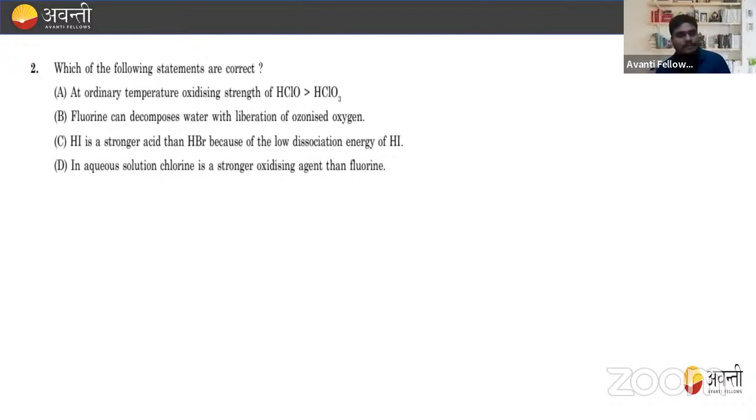Now, fluorine can decompose water with liberation of oxygen. So this is also correct. HI is a stronger acid than HBr because of the low dissociation energy. This one is also correct.